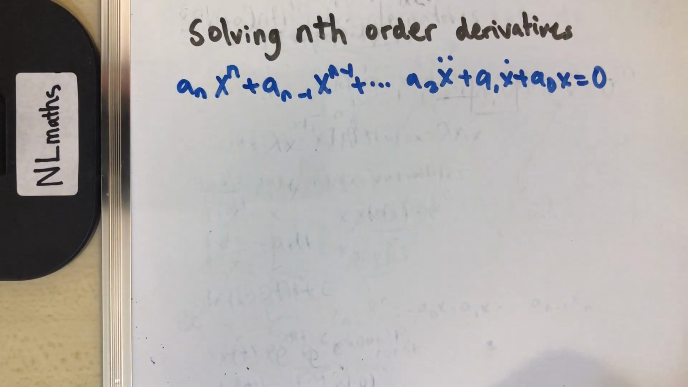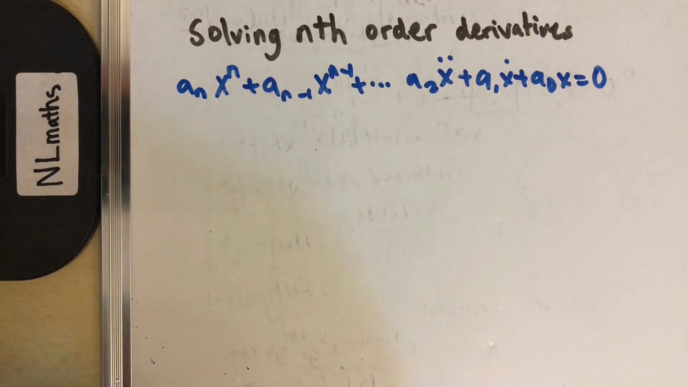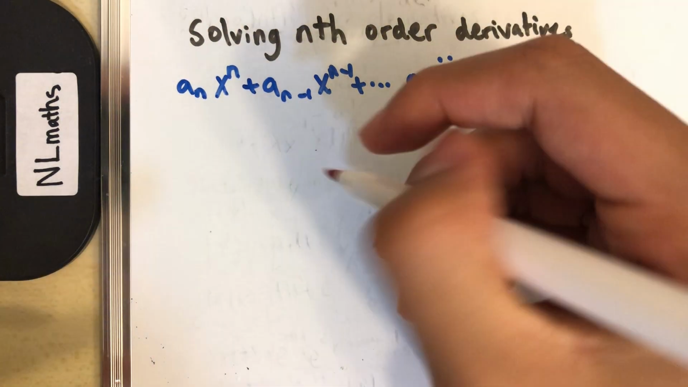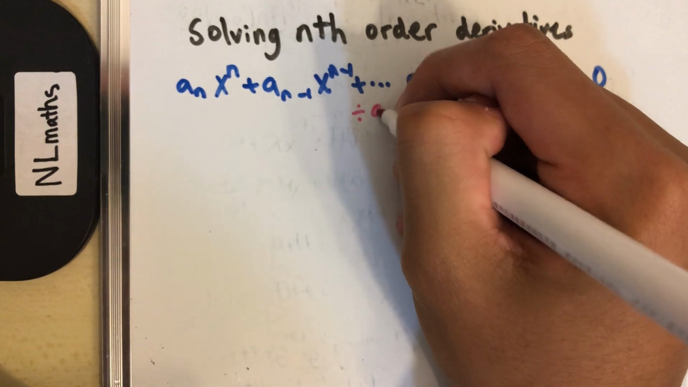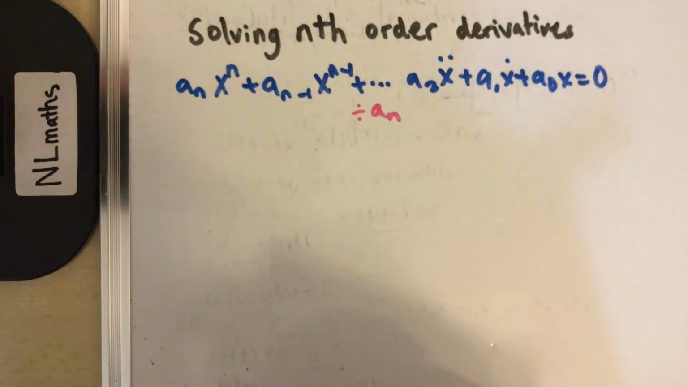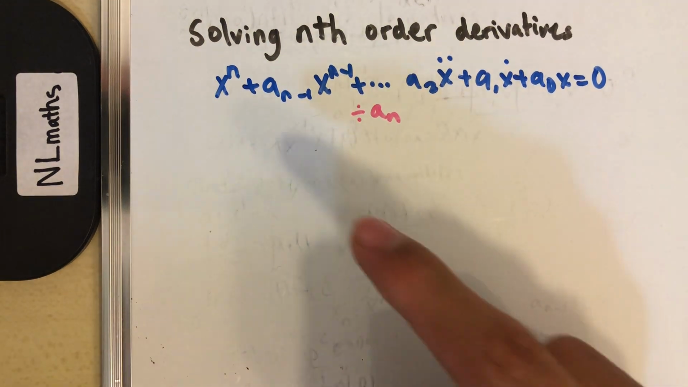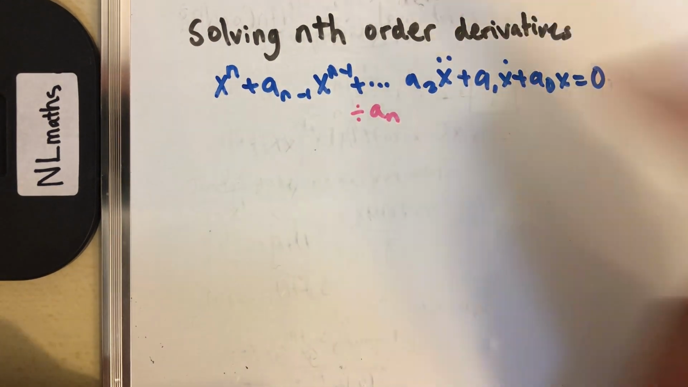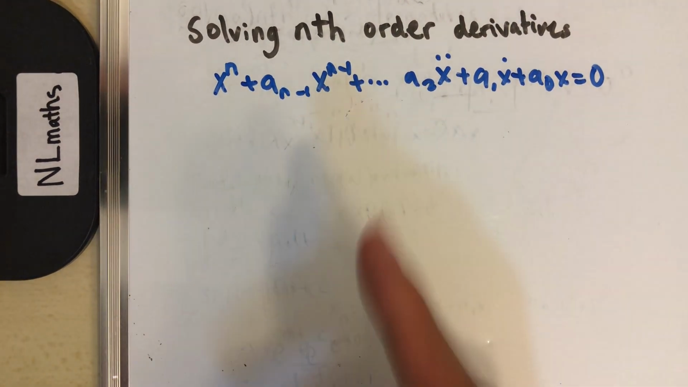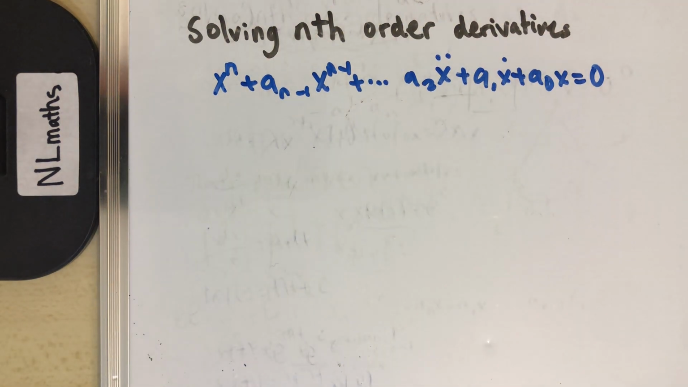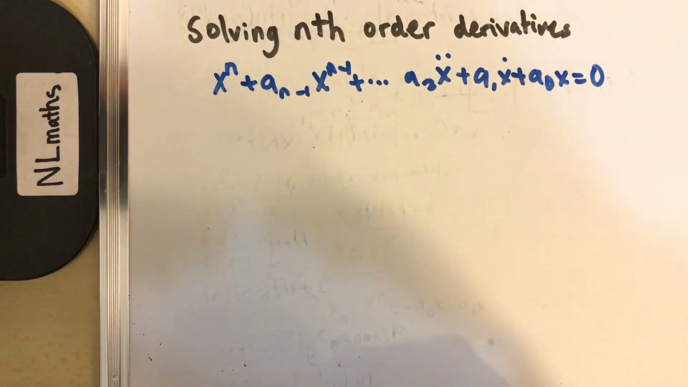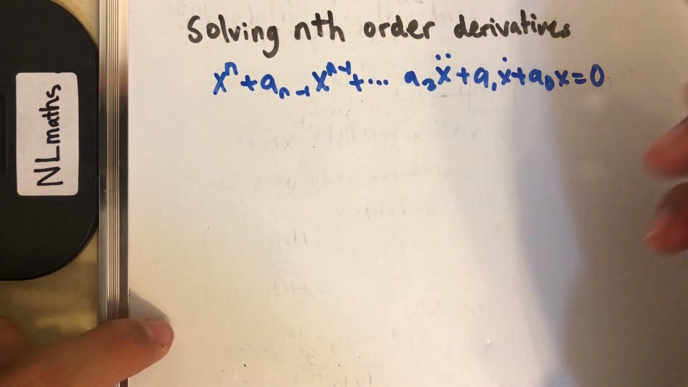Okay, and to make our lives easier, we're going to divide the whole equation by a sub n, because we can then get this to have no coefficient. And these are still constants, so really we can still use the same notation, it's still the same thing. But before we do any more of that, I would like for you guys to understand one simple one first.